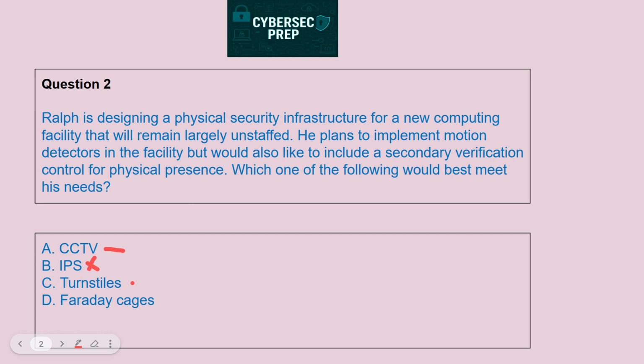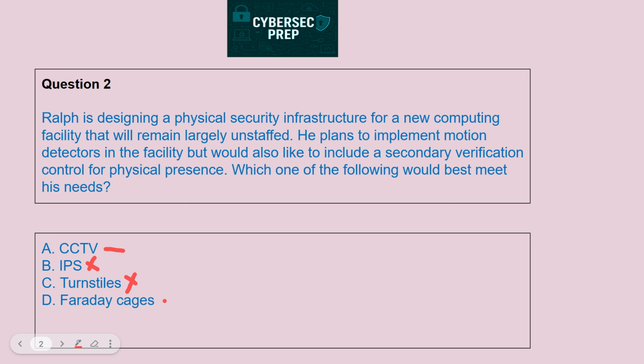Third option is turnstiles. Well, turnstiles provide a way to enter for the people who are authorized to use the premises. But as a secondary factor, it will not be a good choice, because you cannot verify whether the person is authorized or not once that person actually enters inside your premises. So you cannot have a view which the CCTV provides. So that is not fulfilling the purpose.